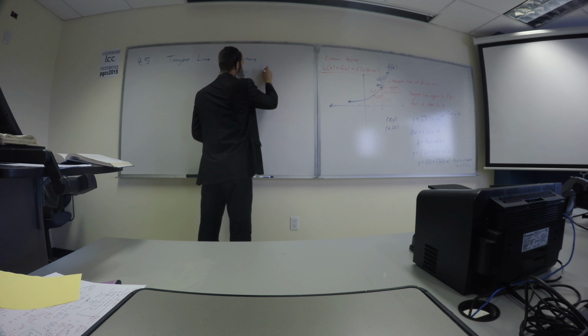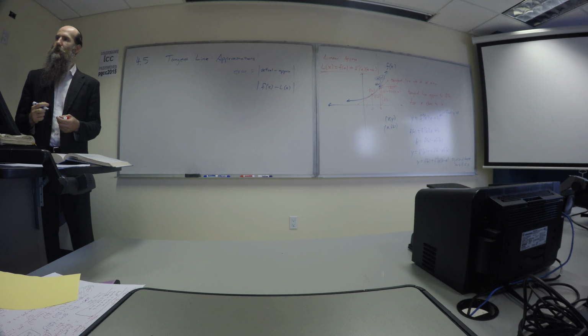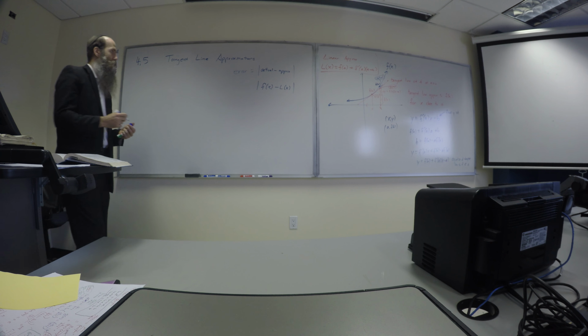So in our case, it's the distance between what? F of A minus our little expression here. Oh, sorry, not F of A. F of X and L of X. Right? Where the order you put those in there doesn't really matter because you're going to take the absolute value of that difference. Okay, but that's our error. That's our actual error.